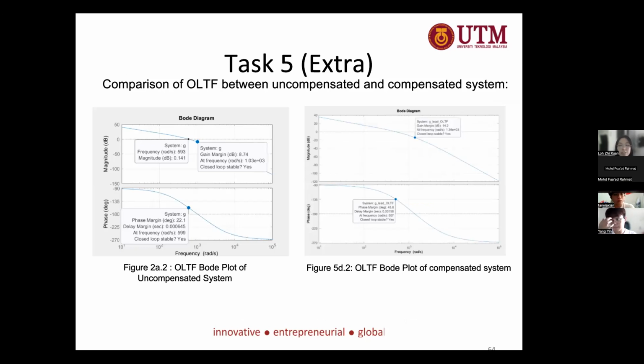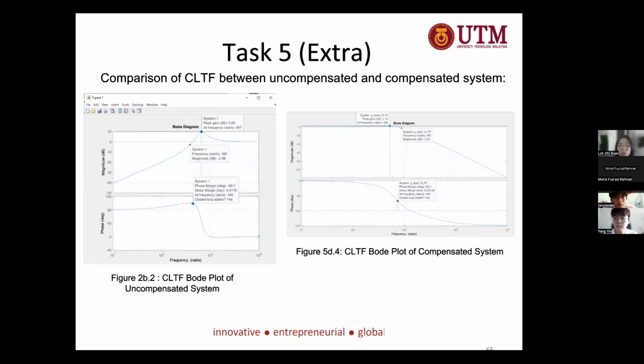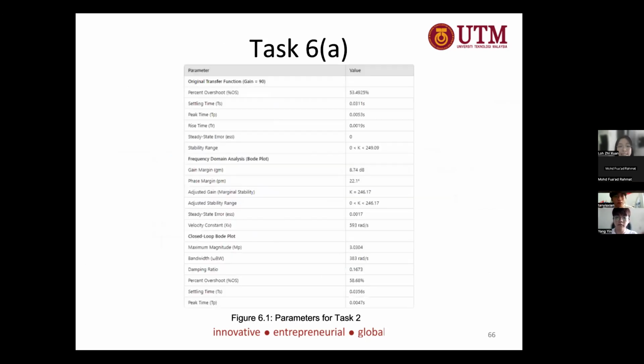This is the extra one, where I saw that the Doctor put it in the slide, so we just compare. Between the uncompensated and compensated system, in the compensated system we have a higher gain margin, so we have a higher range of K. Next, this is the closed loop transfer function comparison, where we can see that the compensated system has less overshoot and a smaller peak.